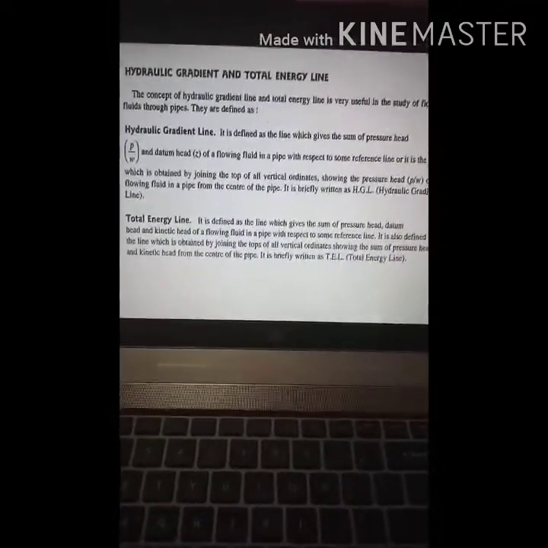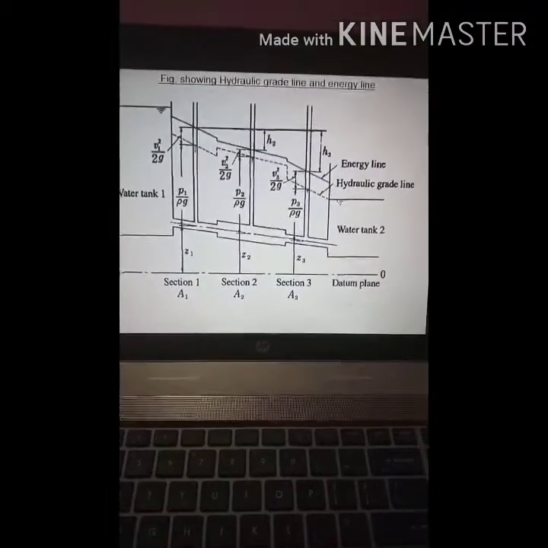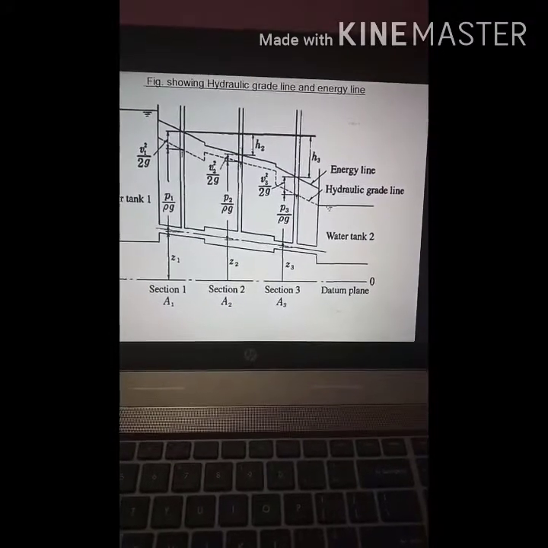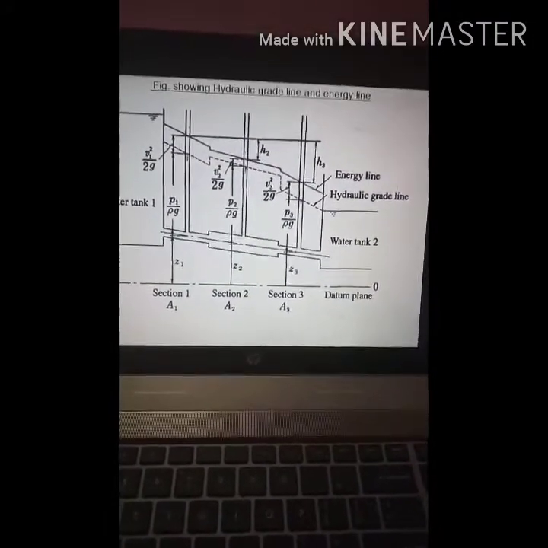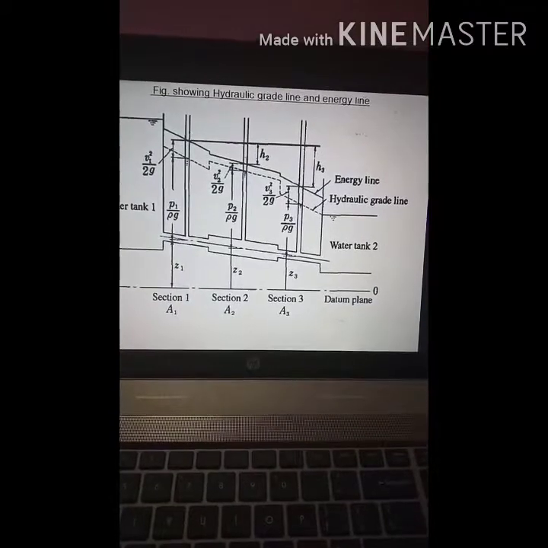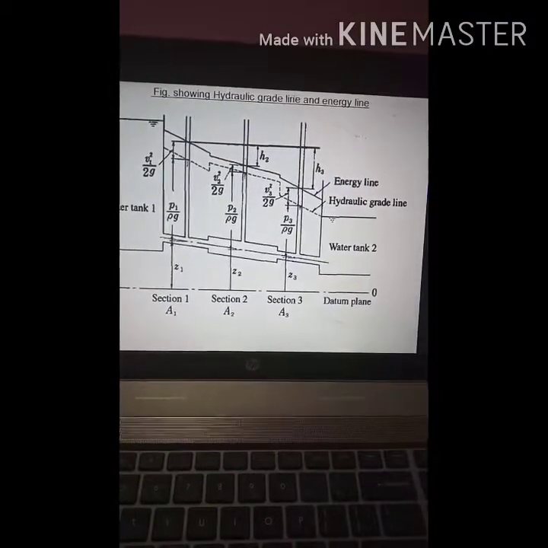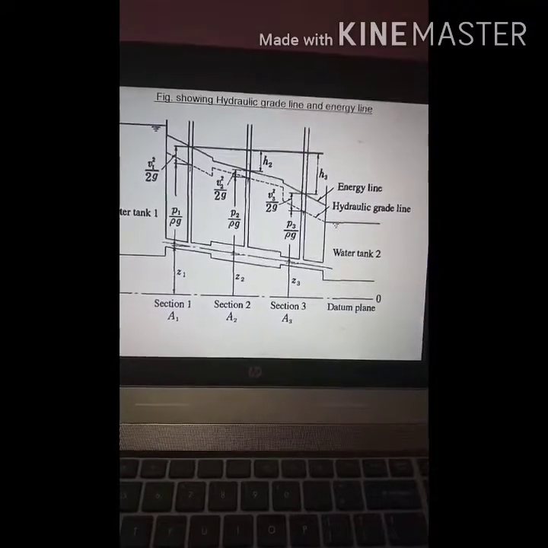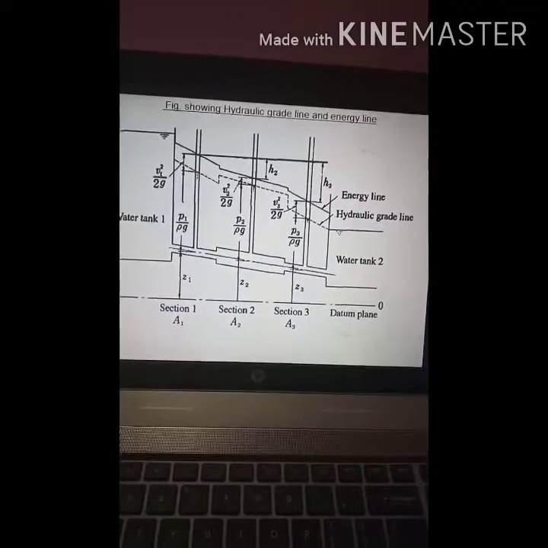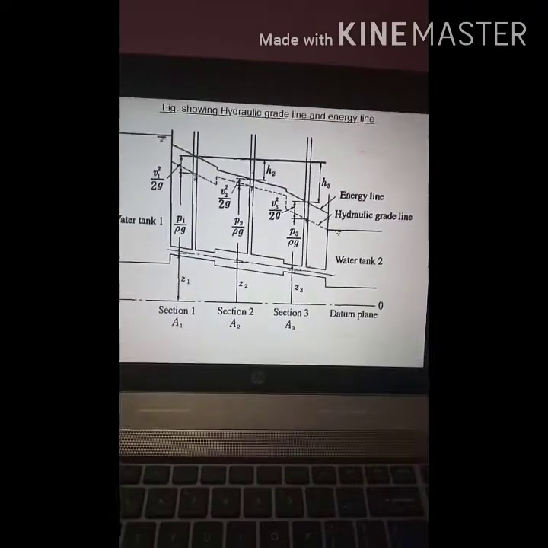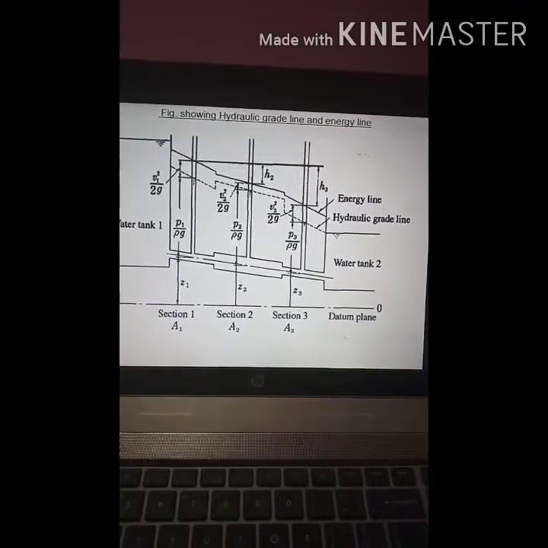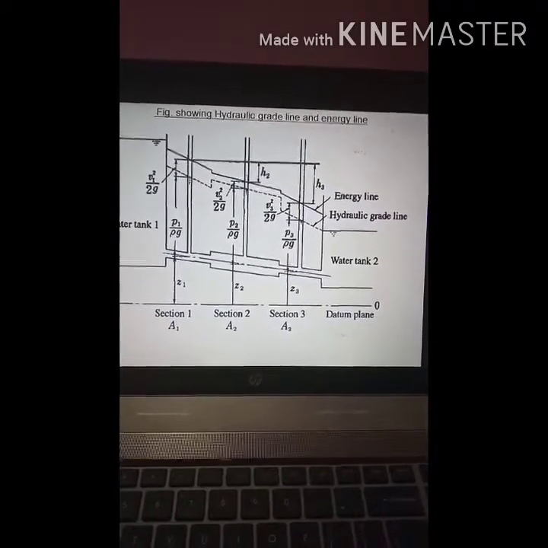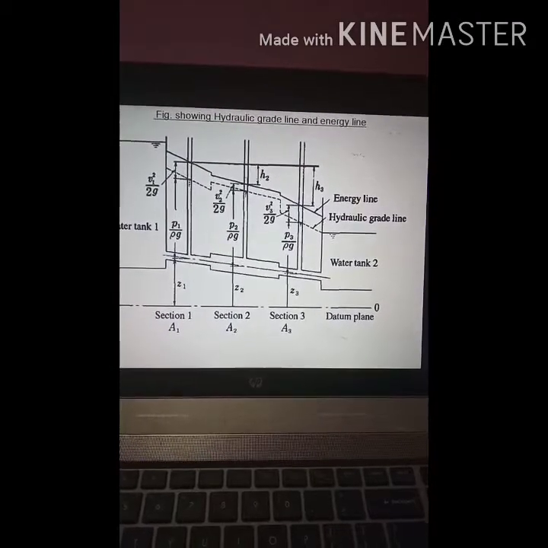The things will be very clear from this figure. There are three terms shown above the datum line. Above the datum plane there is Z1, P1 by rho g and V1 square by 2g for section 1. Z1 is the datum energy, P1 by rho g is the pressure energy, V1 square by 2g is the kinetic energy for section 1. For section 2, the second pipe, it is Z2, P2 by rho g and V2 square by 2g. For section 3, Z3, P3 by rho g and V3 square by 2g.